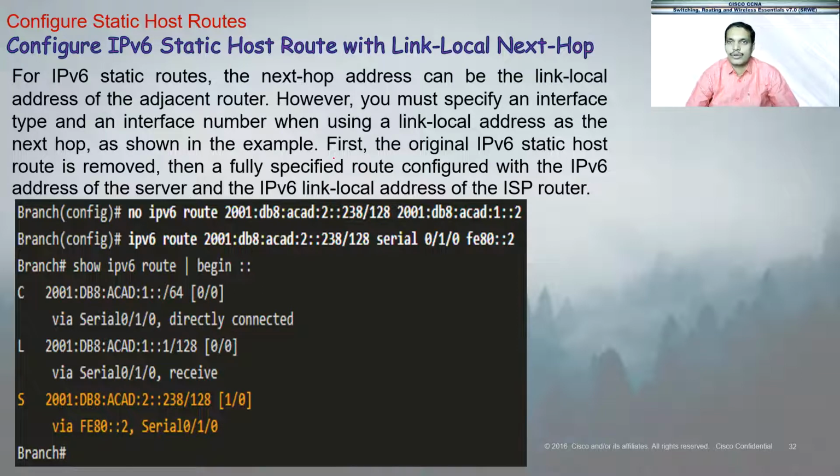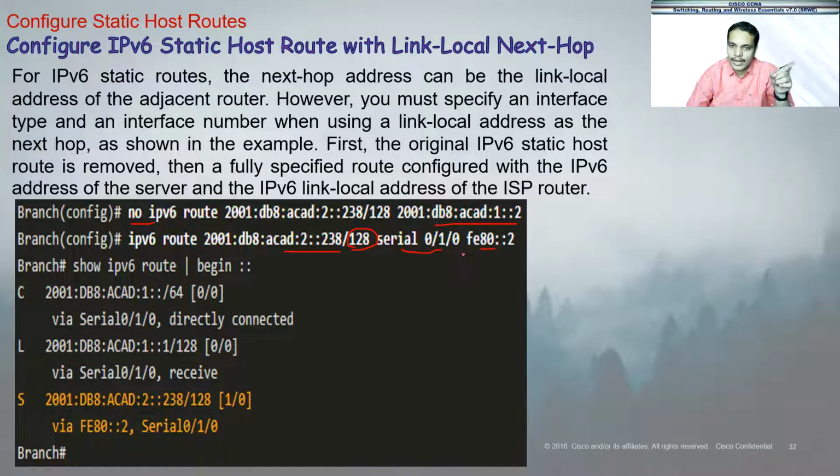in that case, the first thing you should do is remove the earlier one. We should remove the earlier static route: no IPv6 route and this particular address. And then I need to add an IPv6 route for this destination. All the 128 bits must match. And then this is my exit interface followed by the link local address. I cannot simply give the link local address alone. It will not accept. If I want to specify the next hop's IPv6 address as its link local address, I need to specify the exit interface also. If I don't specify the exit interface, it will not accept.